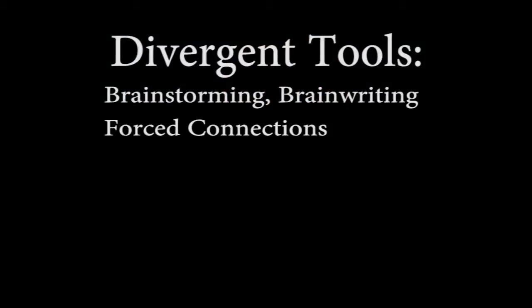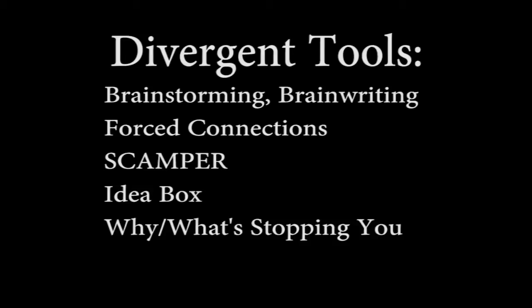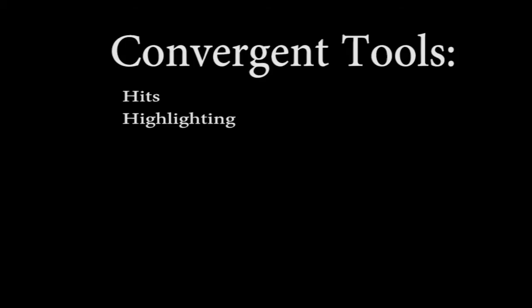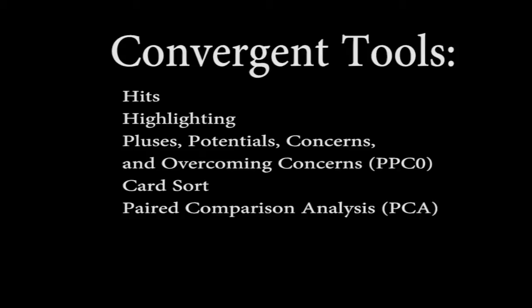A short list of some basic tools to generate options includes brainstorming, brainwriting, forced connections, Scamper, Idea Box, Why, What's Stopping You, and Visual Connections. Some convergent tools that can be used in the CPS process include HITS, highlighting, pluses, potentials, concerns, and overcoming concerns, card sort, paired comparison analysis, criteria matrix, and targeting. These tools can be used as a standalone technique or used as part of a traditional CPS process session.